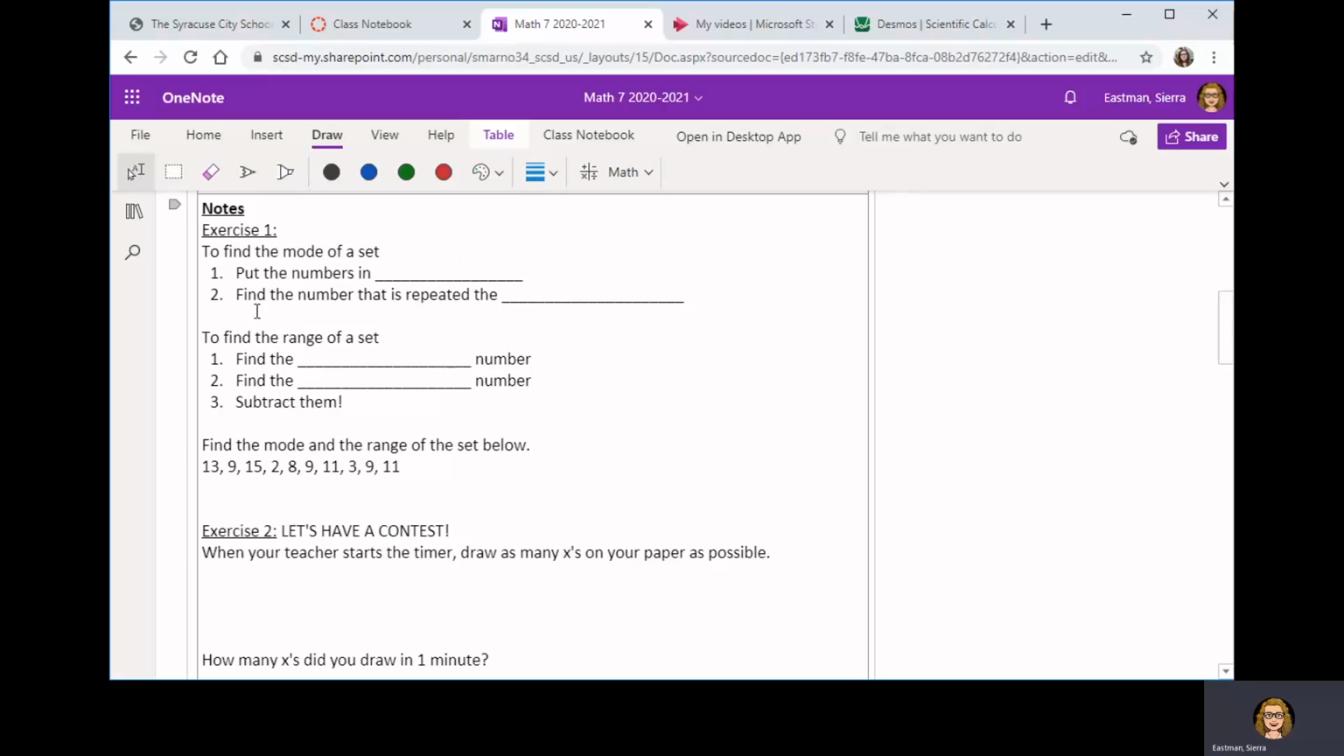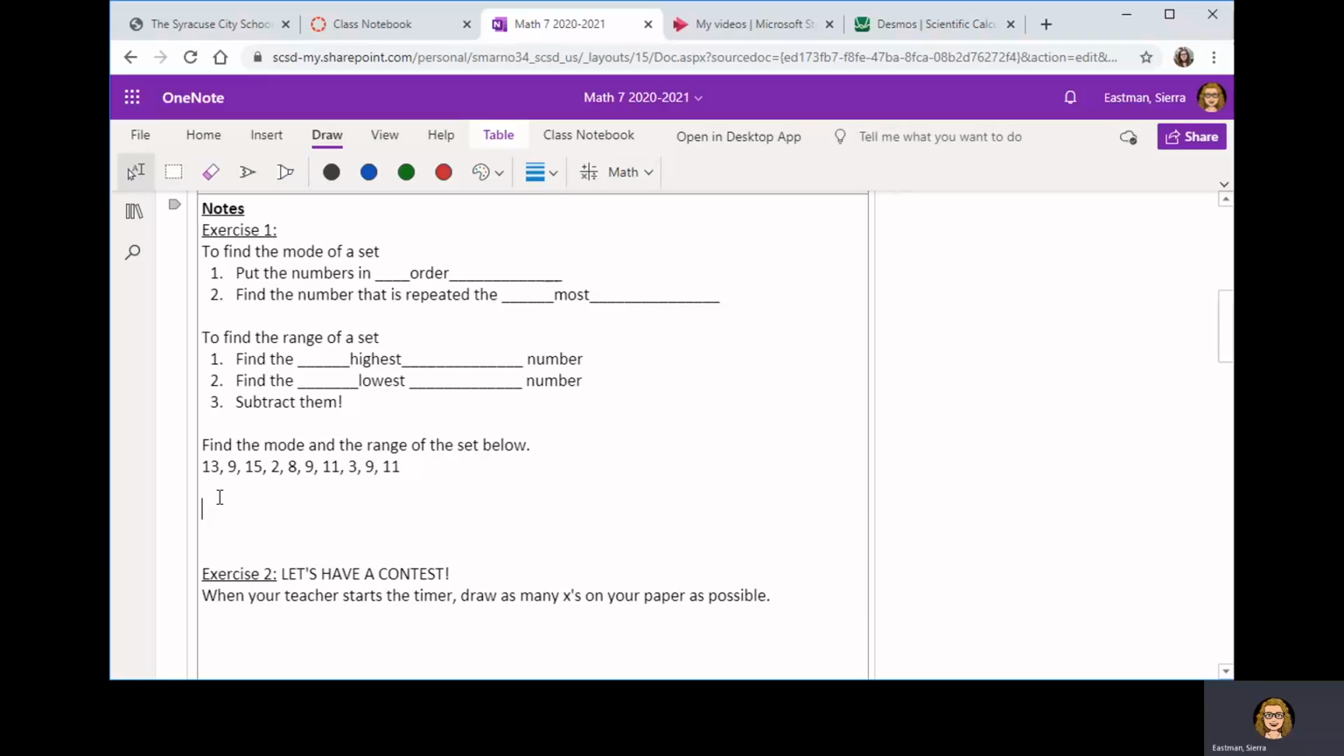Our instructions, or steps, for the mode are to put the numbers in order. Like I said, you don't have to, but it makes it a little bit easier to find. And then figure out which number is repeated the most. For the range, you want to find the highest number and the lowest number. And then step 3, you see that we are subtracting them. So we're going to do that on this set by, again, putting them in order, finding the most, highest, and lowest, and that'll be our mode, and then it'll help us with the range.